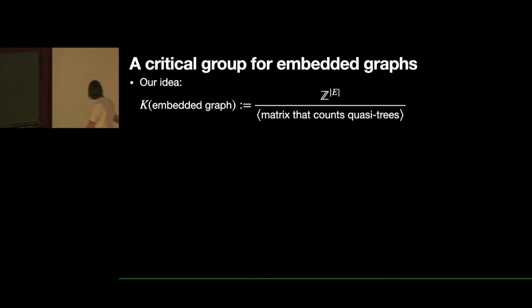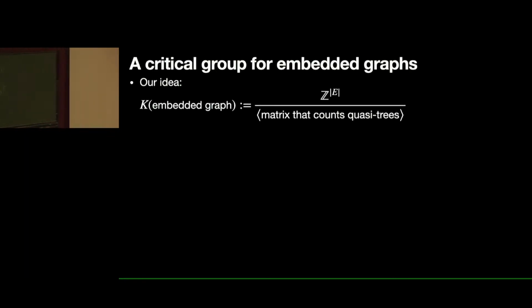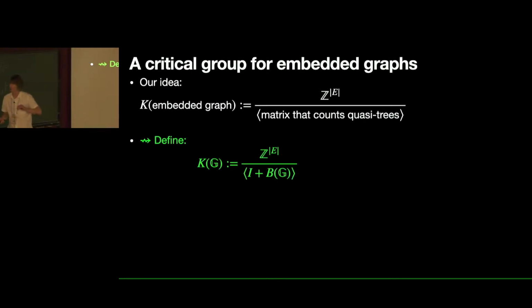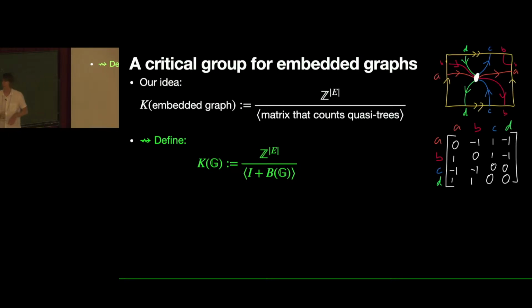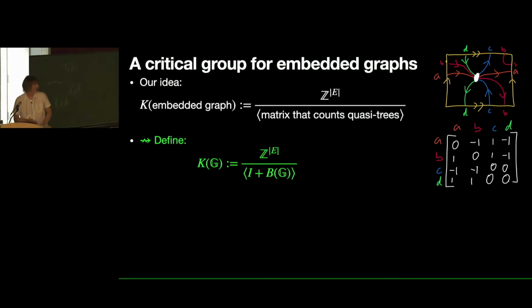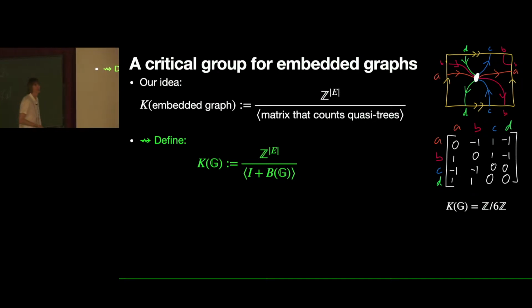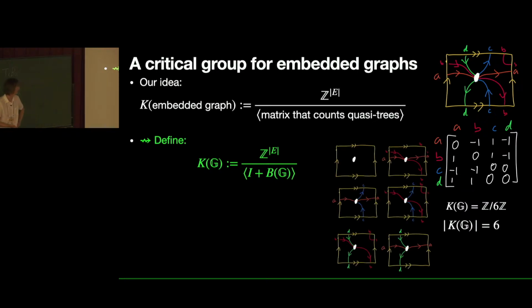Okay, so we've got critical groups. Our idea here was to quotient out by the rows of some matrix that counts quasi-trees. So we can just make this definition of a critical group, I plus B of G. If I do this for this example, I would end up with Z mod 6Z. I know the order of that is 6, and this has my 6 spanning quasi-trees. So by this thinking, I've got some analog of a critical group.